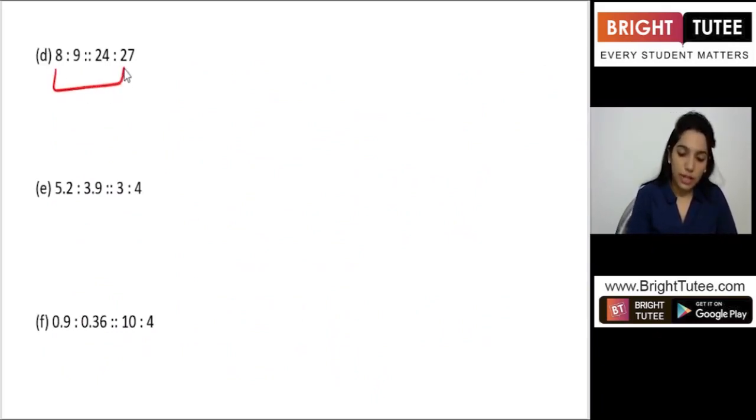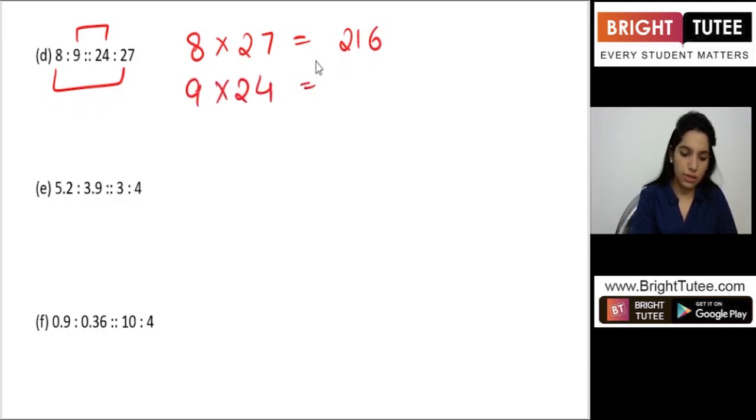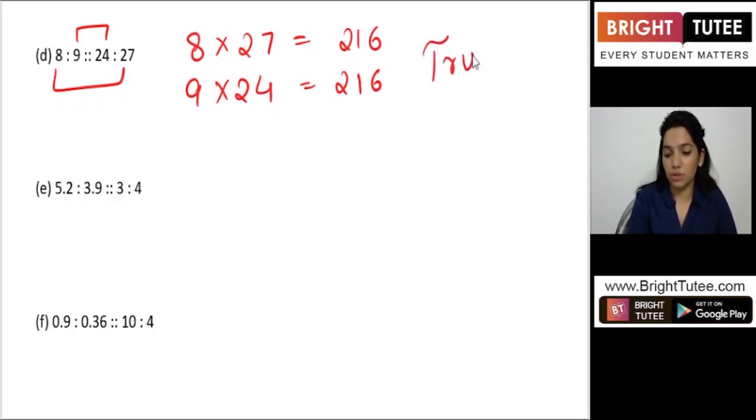We are again going to find the product of means and extremes. Okay. Let us find the product of extremes at first. That is 8 times 27. So 8 times 27 gives 216. And 9 times 24 is the next thing that we need to do. That is the product of the means. So it is also 216. So we can see that the statement is true because we have got the product of means and extremes equal. Okay, so the ratios are in proportion.